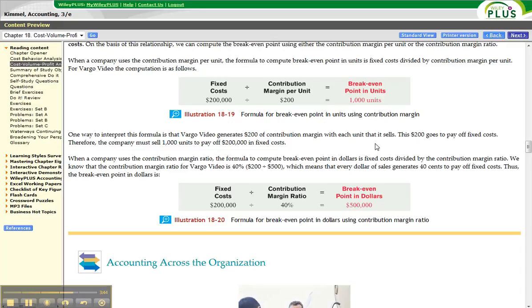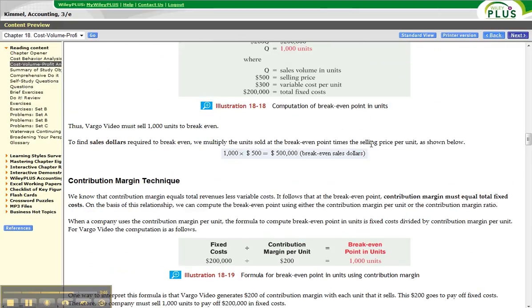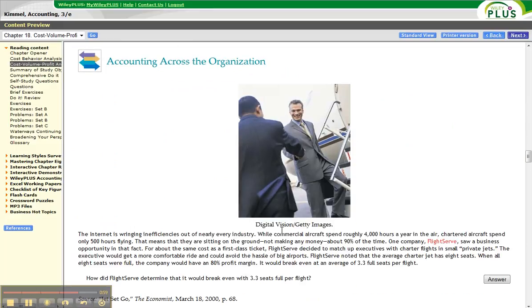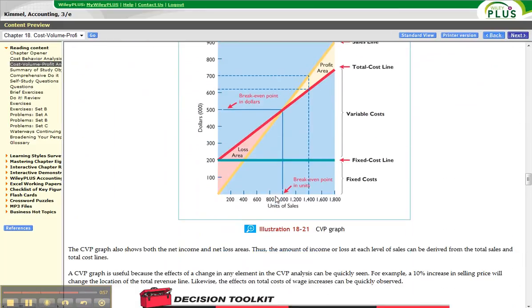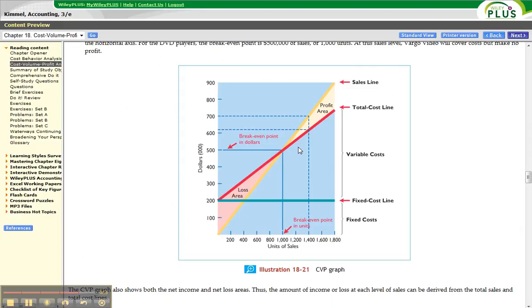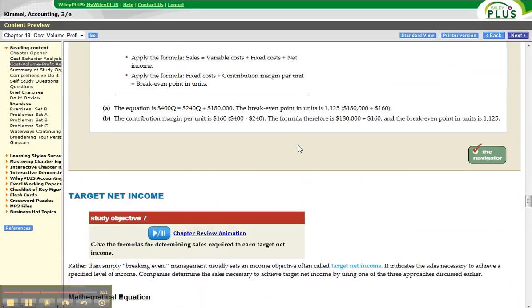What I forgot to mention up here is that to find the break-even point in sales dollars using this mathematical equation, once you have the number of units that it takes to break even, all you have to do is multiply it by the sales price per unit to get 500,000. There's a graphic way to show the break-even point right here. You can look over that, not a huge deal.